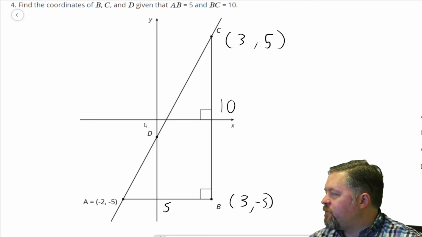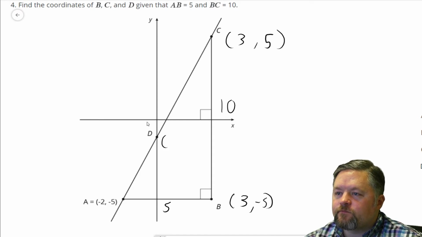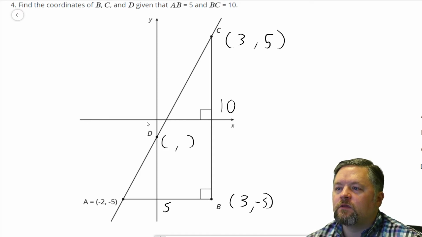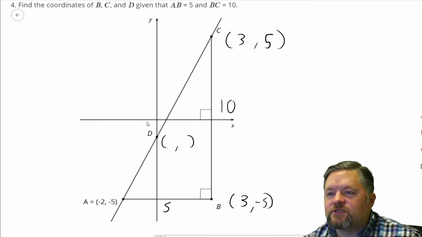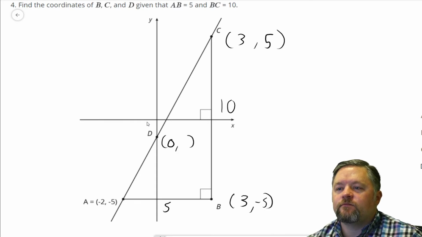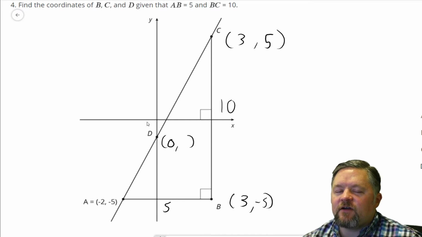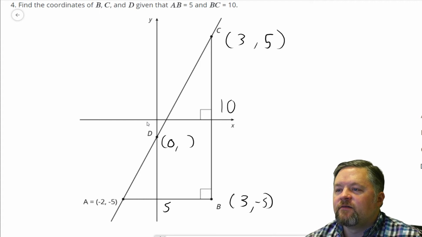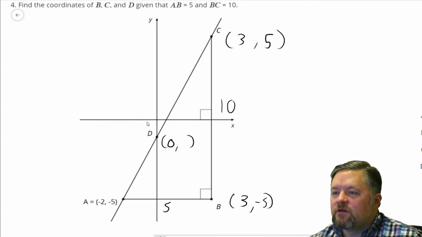Now the coordinate of point D. One of these values is easy. That's the y-axis, which means x equals 0. Now, how are we going to find out the y value? Looks like it's in the negative. How far in the negative is it? I don't know. Let's look. What can we do? Well, I think the first thing I want to look at is the slope.